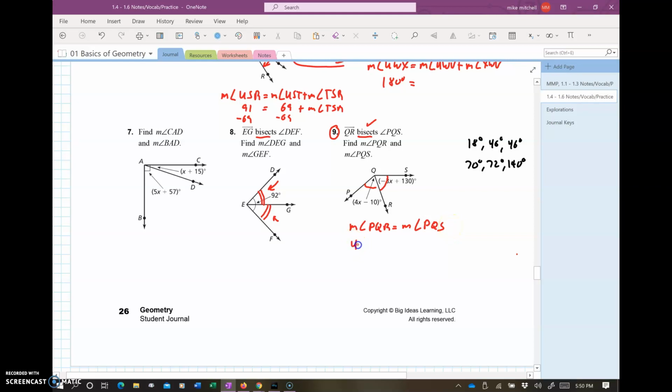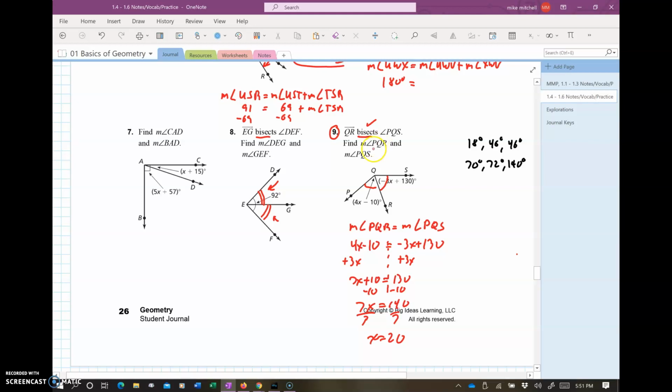Plug it in. 4x minus 10 equals negative 3x plus 130. Addition property of equality, that's 7x plus 10 equals 130. Subtraction property of equality, 7x equals 140. Division property of equality, x is equal to 20. Remember, that's not your answer, though. I've got to plug it in.